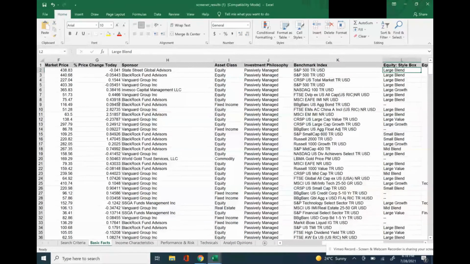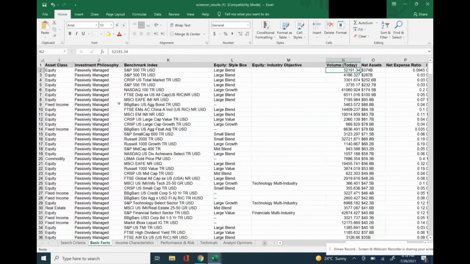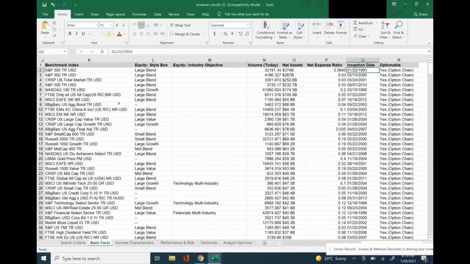Your large blend basically talks about what the style of the ETF is. Is it tracking all large cap companies? Is it tracking the mid cap companies? Is it tracking the small cap companies, or is it a blend of large and mid? Again, if you're specifically looking for large cap stocks, you may want to use this filter as well. Volume, as I mentioned, is an important characteristic and should be taken into account while deciding the ETF. Optionable. This is going to open a huge can of worms, so I'm going to let it be for this particular video.